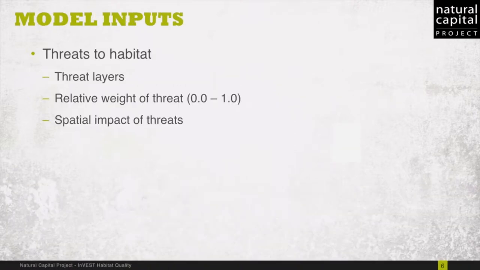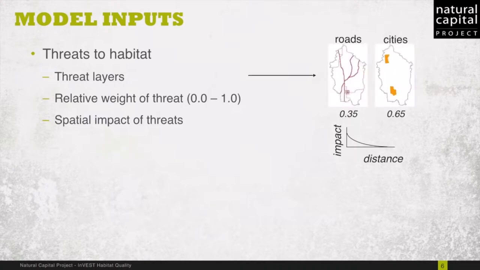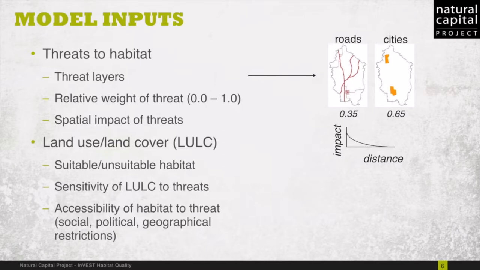There are two main sets of input data for the model. Threats to habitat or species, in this example we have roads and urbanization, and the relative weight of the impact for each threat on the habitat. These weights can range from 1 at the highest weight to 0 at the lowest weight. We also look at the spatial impact of the threat in terms of a maximum distance, which will decline to 0 at this maximum distance. By default, the distance decay function of the threat is assumed to be exponential, which is indicative of patterns seen in ecology.